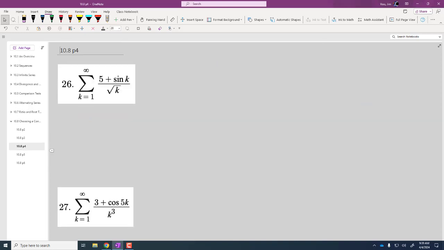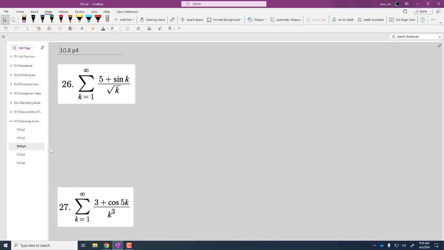All right, how about this one? So first off, we see that sine function in the numerator, and we have seen some alternating series that have a sine or a cosine being implemented as a switch. Is this sine switching? No.